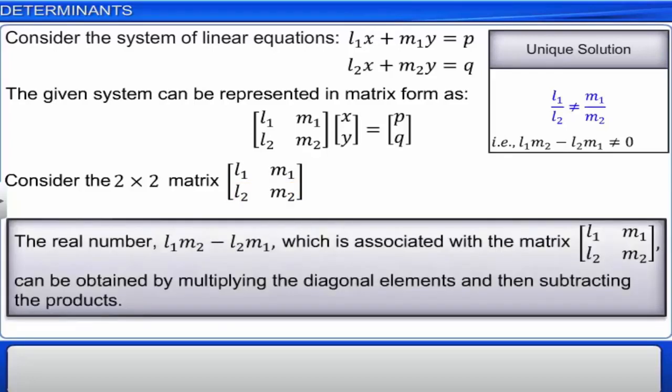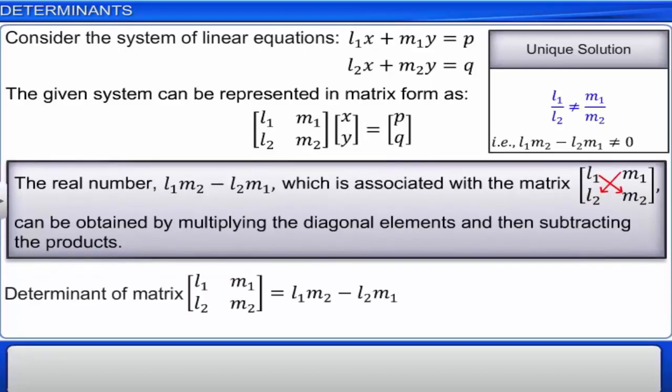The real number L1 into M2 minus L2 into M1, which is associated with the matrix, can be obtained by multiplying the diagonal elements and then subtracting the products. This real number is known as the determinant of the 2 by 2 matrix.